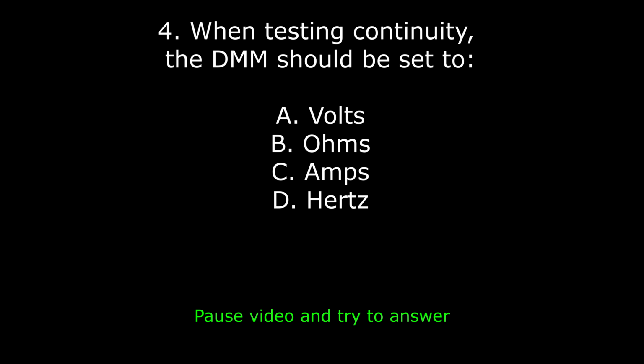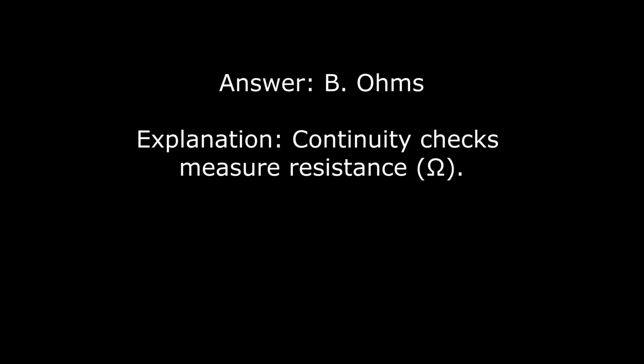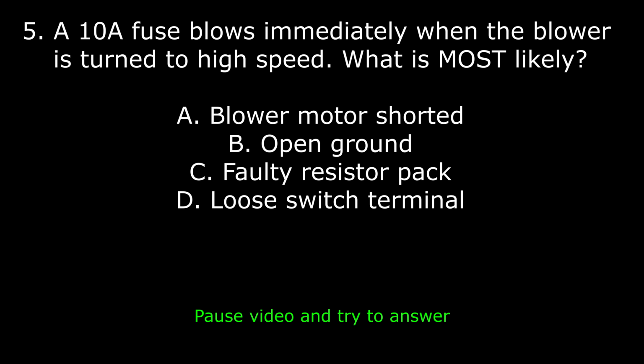4. When testing continuity, the DMM should be set to: A. Volts. B. Ohms. C. Amps. D. Hertz. Answer: B. Ohms. Explanation: continuity checks measure resistance. Ohms.